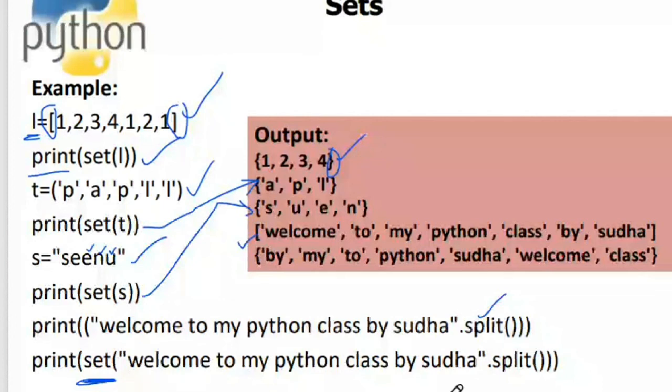Okay, so this is an example wherein we have understood many things. We have taken a list, converted it into a set. We have taken a tuple, converted it into a set.